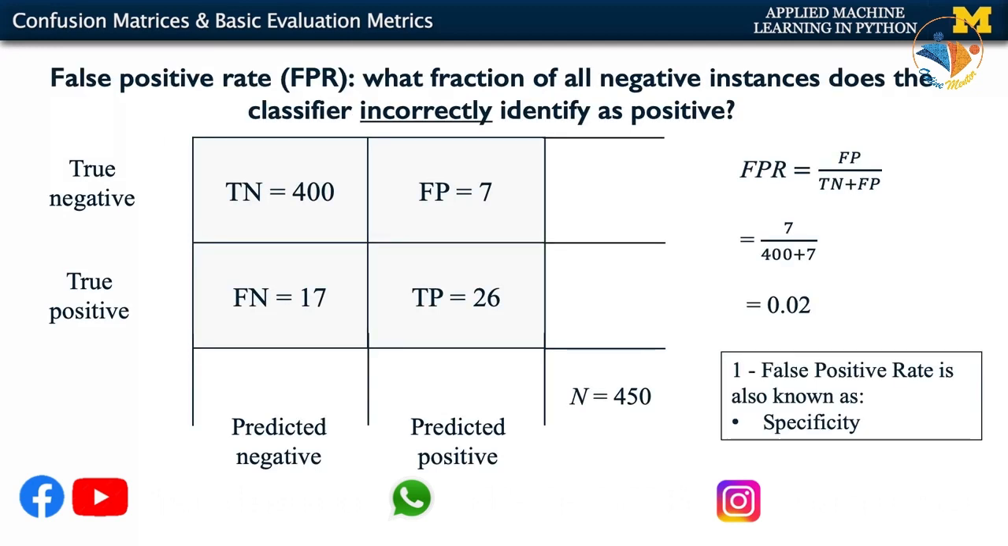Another related evaluation metric that will be useful is called the false positive rate. This gives the fraction of all negative instances the classifier incorrectly identifies as positive. Here, we have 7 false positives, which out of a total of 407 negative instances, gives a false positive rate of 0.02. The statistic commonly known as specificity is just 1 minus the false positive rate.